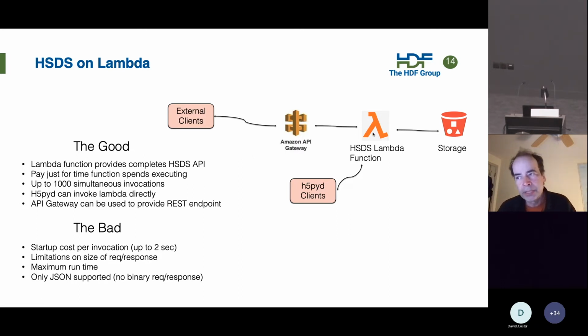The bad thing with Lambda is that there's a startup cost per each invocation. It takes up to 2 seconds for the Lambda function to spin up. The more you run, the faster it goes, but it's always much slower than, say, executing a function on a server. There's also limitations on the size of the request and response you can send. And there's a limit how long it can take to run a request. And finally, it doesn't support binary request responses. Everything has to be JSON, which has a little more overhead for requests that are trying to marshal a lot of data.